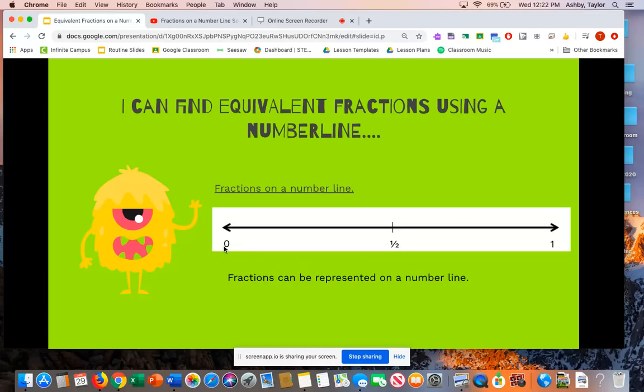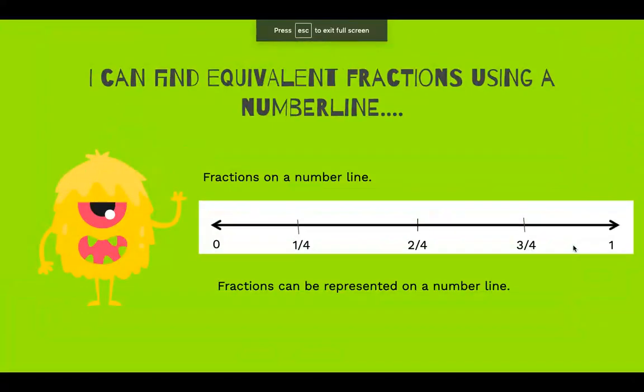Here I have 0 out of 2 parts, here I have 1 out of 2 parts, and here I have 2 out of 2 parts, or a whole. Here's another example of what that could possibly look like. So remember, we're not counting the lines, we're counting the parts that were created between the whole of 0 and 1. I have 1, 2, 3, 4 equal parts. Now I can use fractions to represent each of those parts. 0 out of 4 parts, 1 out of 4 parts, 2 out of 4 parts, 3 out of 4 parts, 4 out of 4 parts, or a whole.